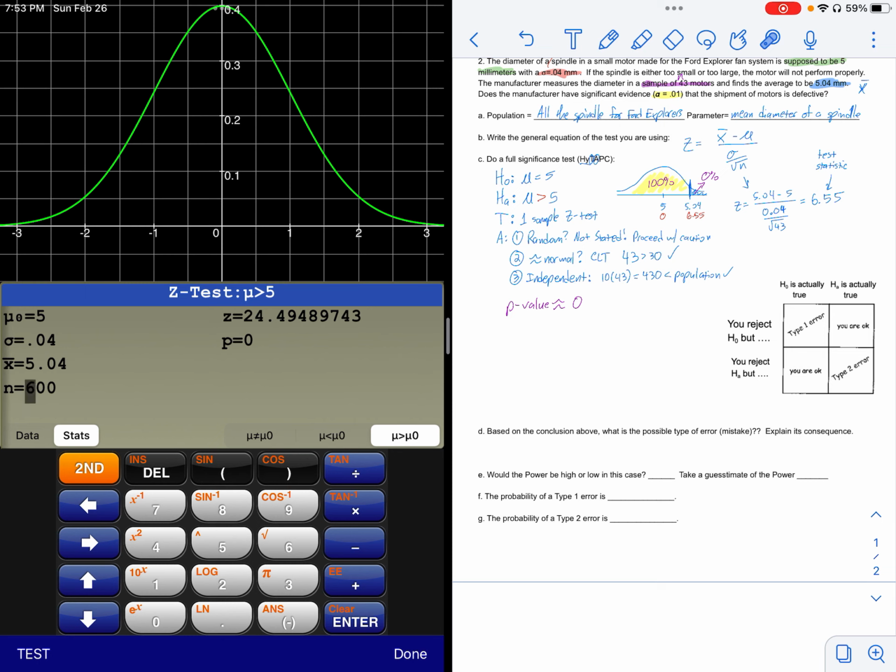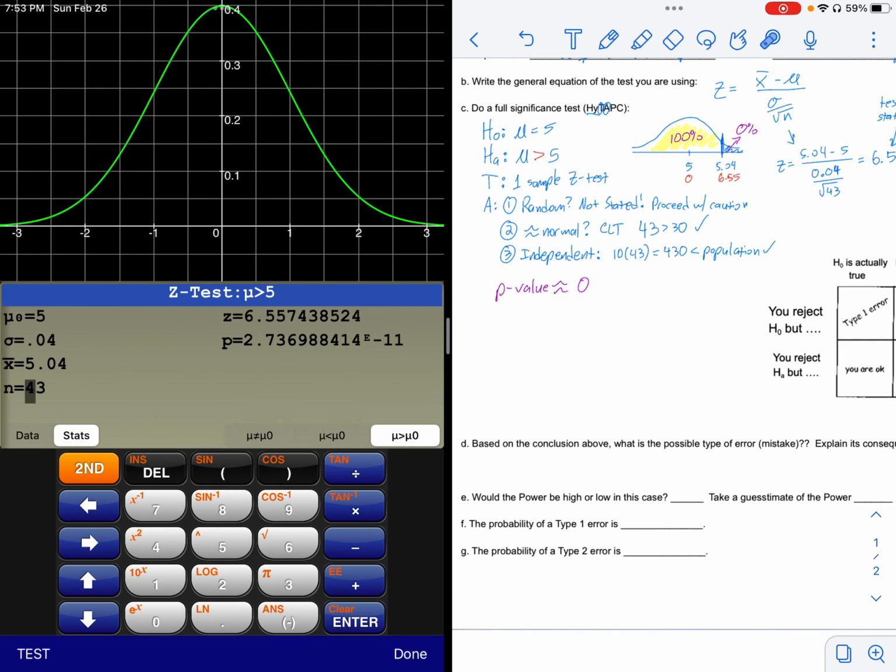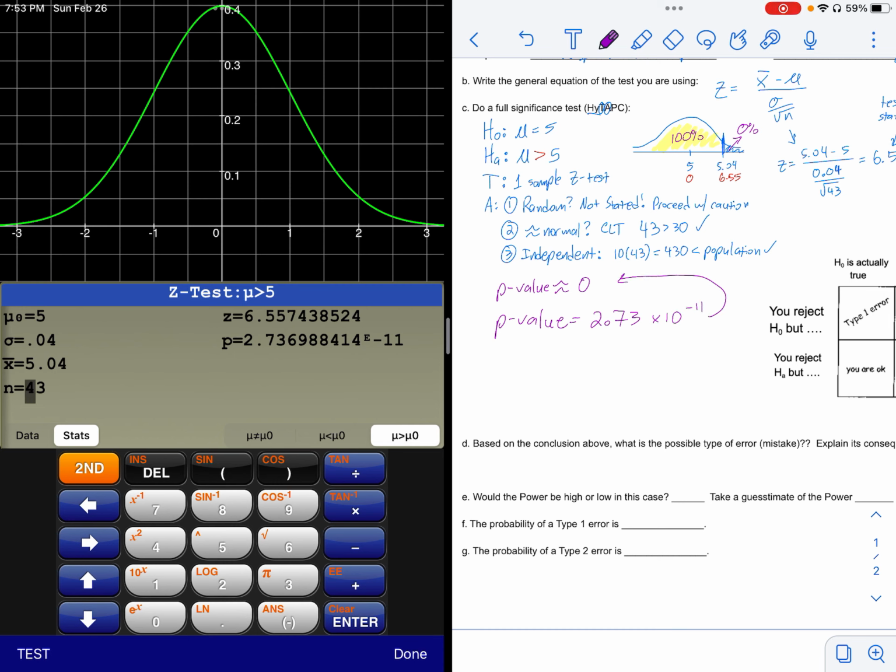N was 43. There, see, so there's your Z. Same thing I got, 6.55. And look at that p-value. Now, when you first see it, you might think, well, why is it 2.75, not 0? But don't forget, it has times 10 to the negative 11, which means it's essentially 0. You'd move that decimal 11 places that way, so it would be 0.